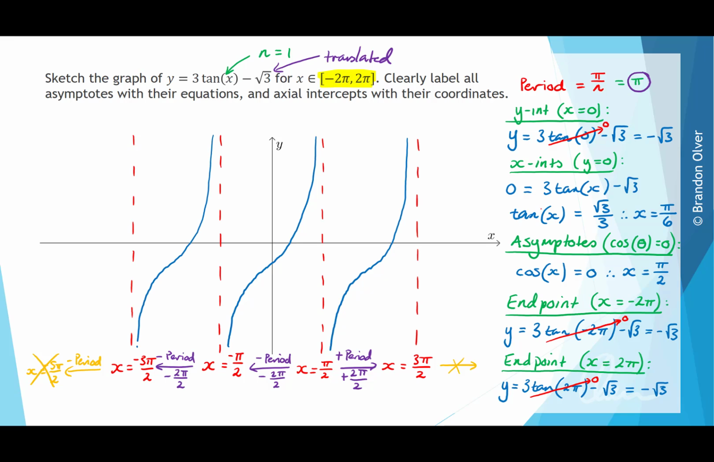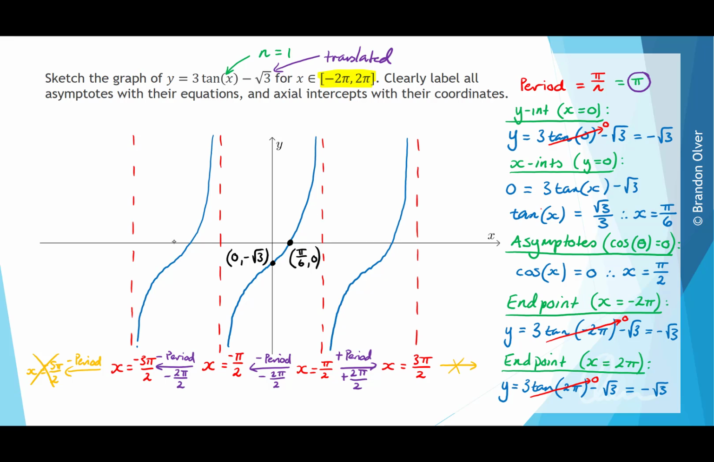So now that we have the basic shape of the graph, we can start to label the key features of the graph. So this x-intercept here was at pi on 6 as an x value and y is 0. And this y-intercept was found to be 0, negative root 3. Now that y-intercept actually turns out to be an inflection point on the graph. So that's another key feature that we're going to label on this graph.